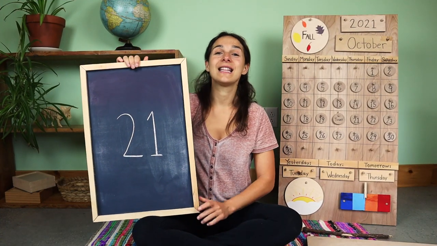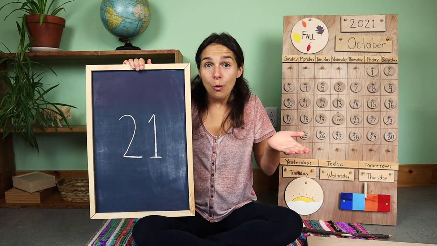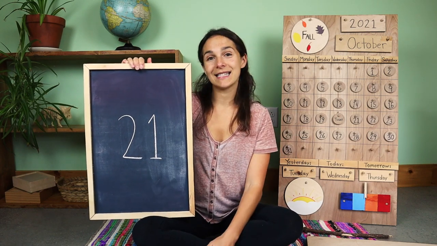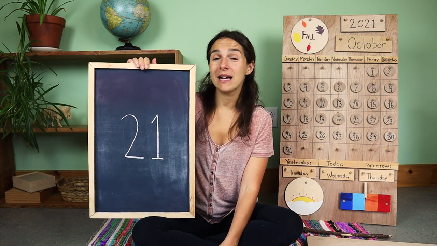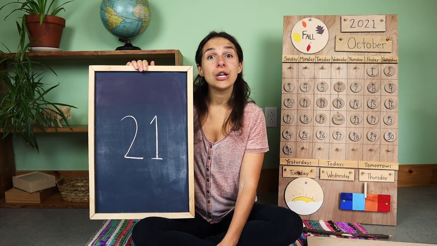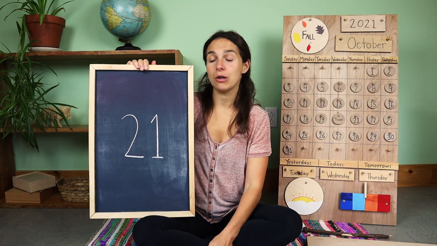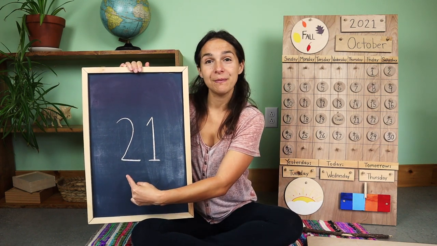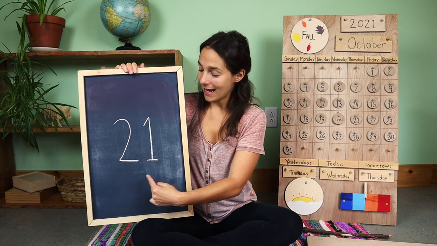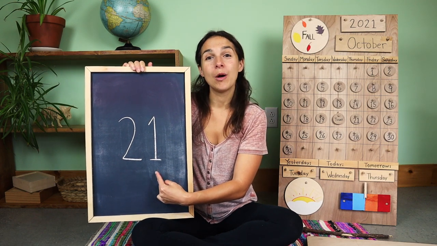And here is the number of the week. What double-digit number is this? 21. Now, because it's a double-digit number, you need to write two numbers when you write the number 21. First, you write this number, 2, and then you write this number, 1.